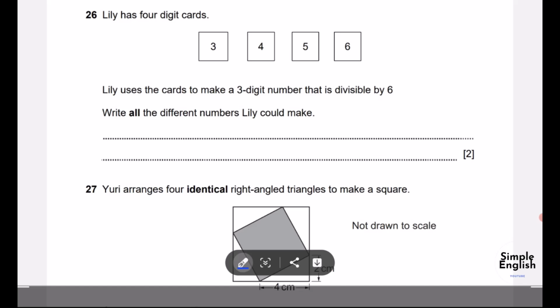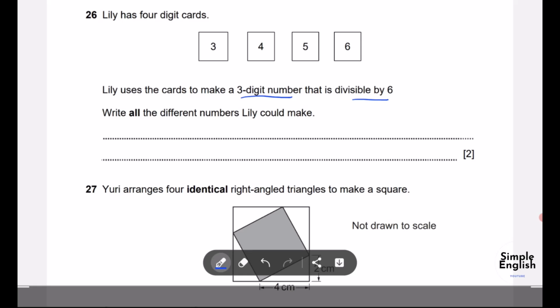26. Lily has 4 digit cogs. Okay, that's 3, 4, 5, and 6. Lily uses the cogs to make a 3-digit number. Remember, the 3-digit number is divisible by 6. Write down the different numbers Lily could make.